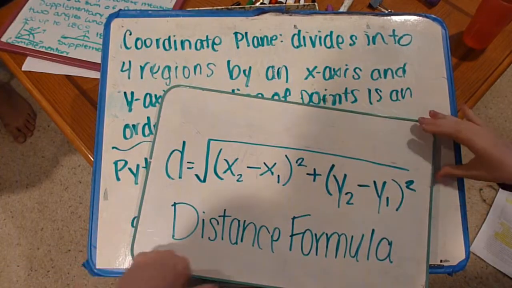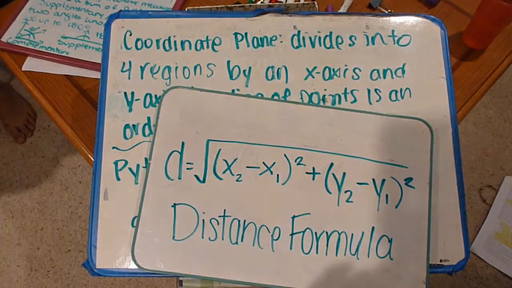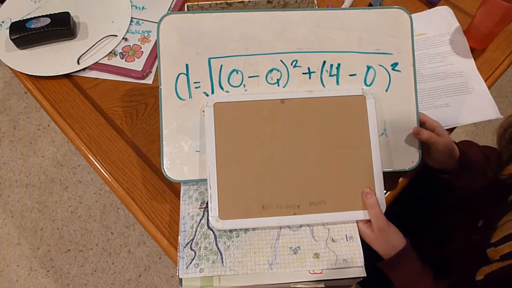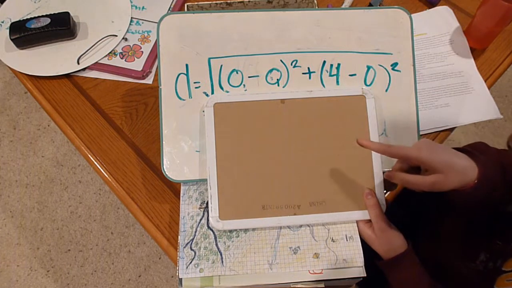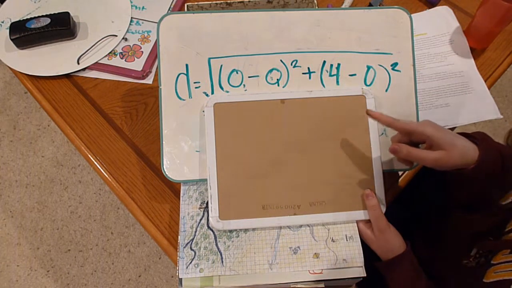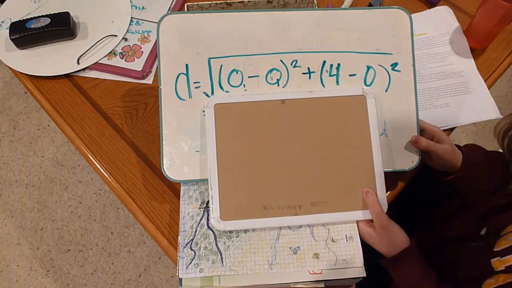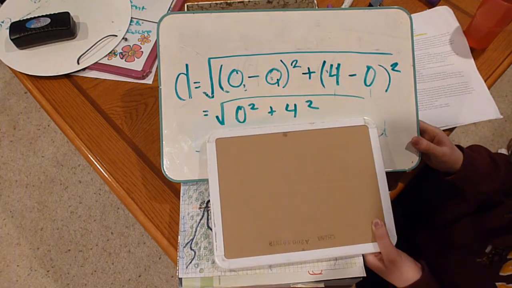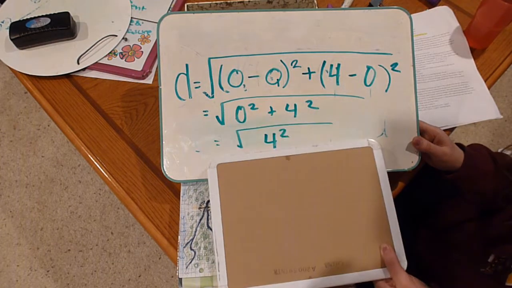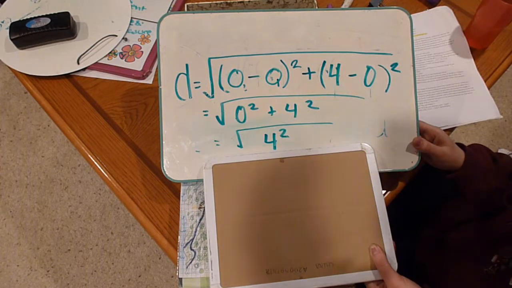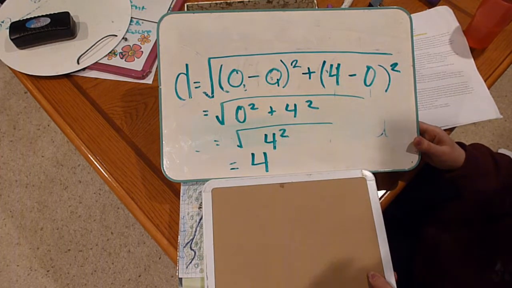The endpoints' ordered pairs are (0, 0) and (0, 4). The formula is the square root of (0 minus 0) squared plus (4 minus 0) squared. And then after that, it becomes the square root of 0 squared plus 4 squared. And then it's the square root of 4 squared, but square root and squares cancel out, so the answer is 4.